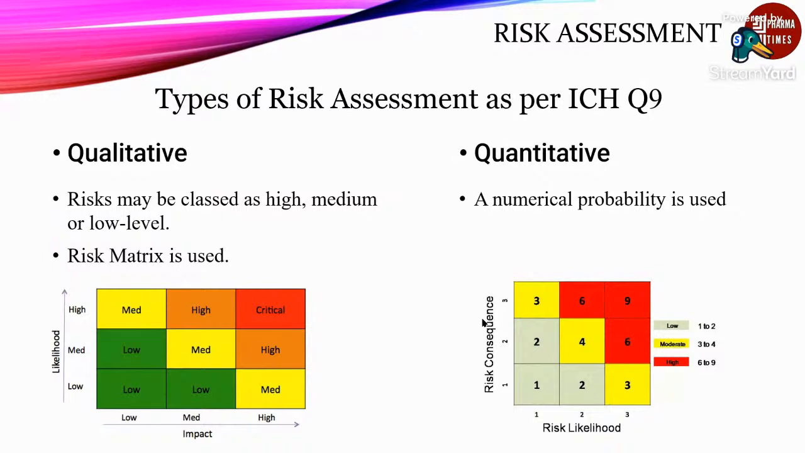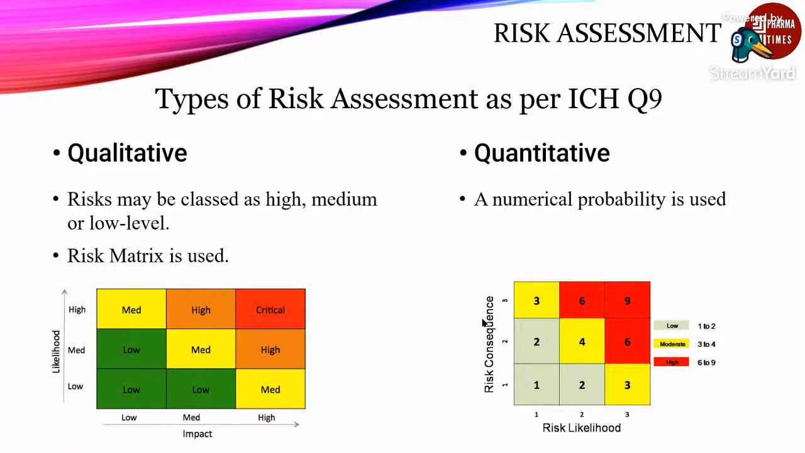One is called qualitative, and one is called quantitative. In qualitative, the risk is defined based on a risk matrix, meaning high, medium, low, critical, non-critical, low critical, high critical. This wording system is used to prepare this type of qualitative risk. So risk may be classed as high, medium, low level, or sometimes more critical or less critical, based on how you define that qualitative risk.